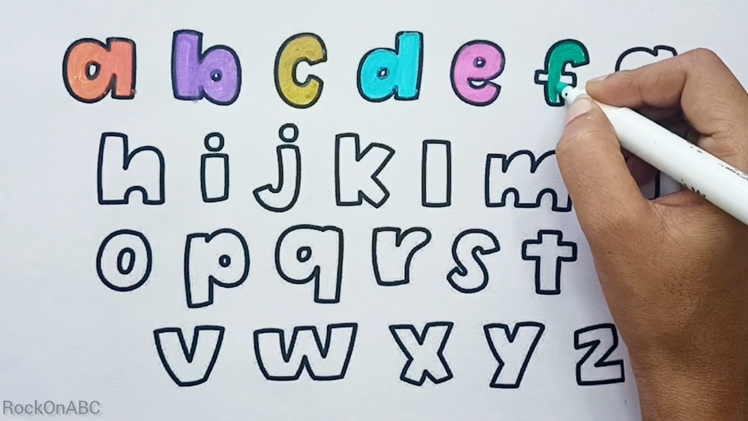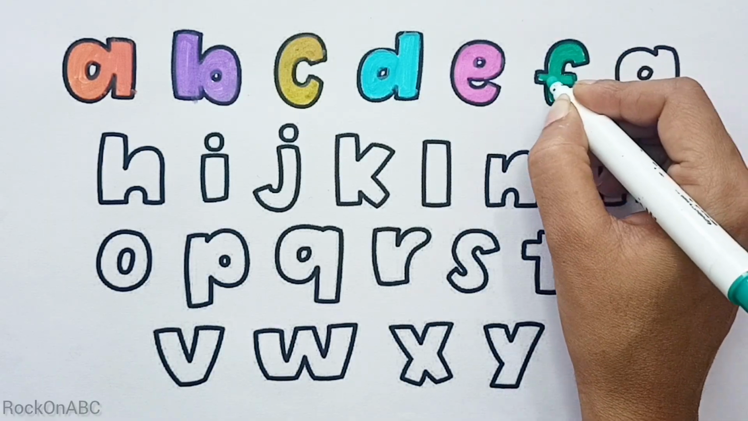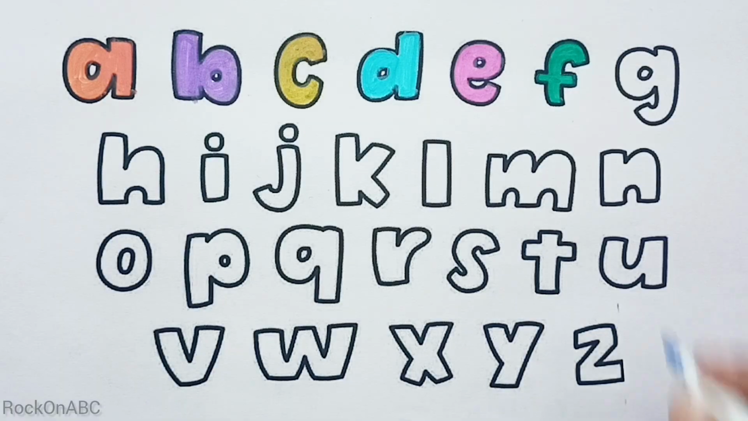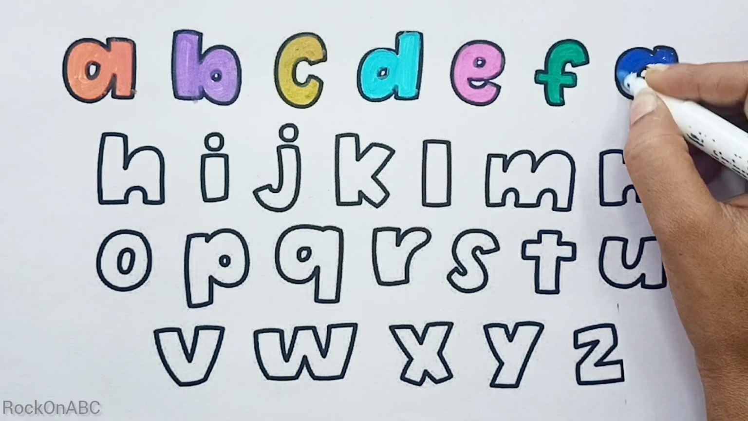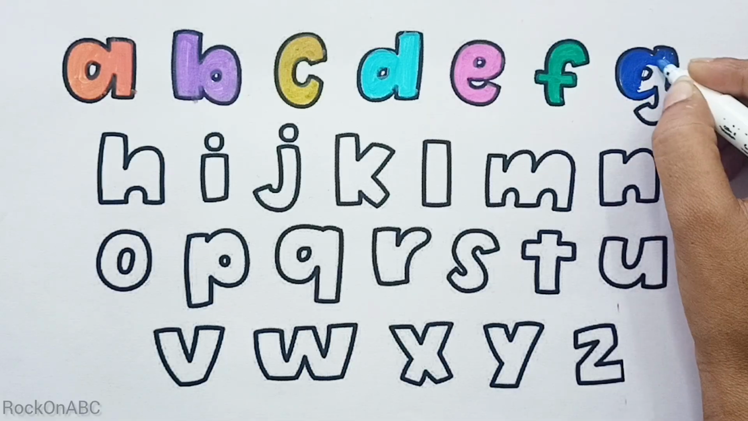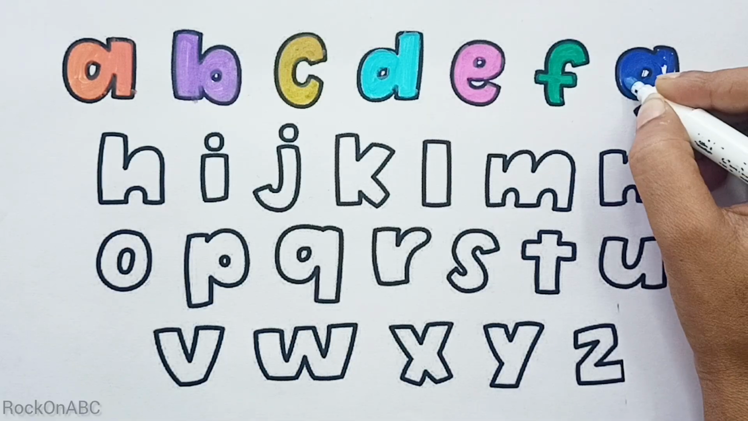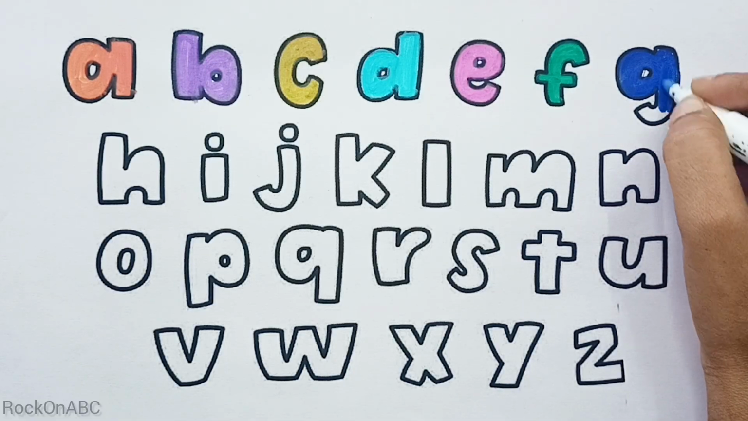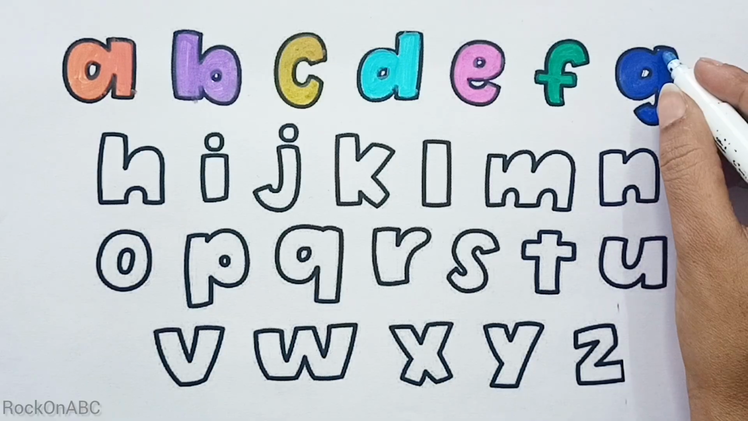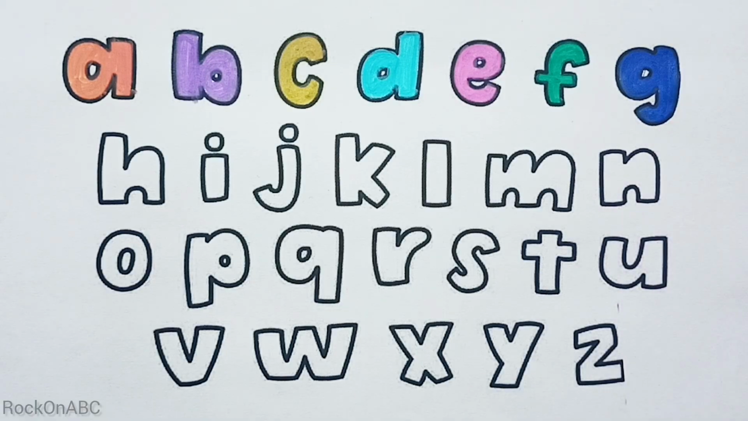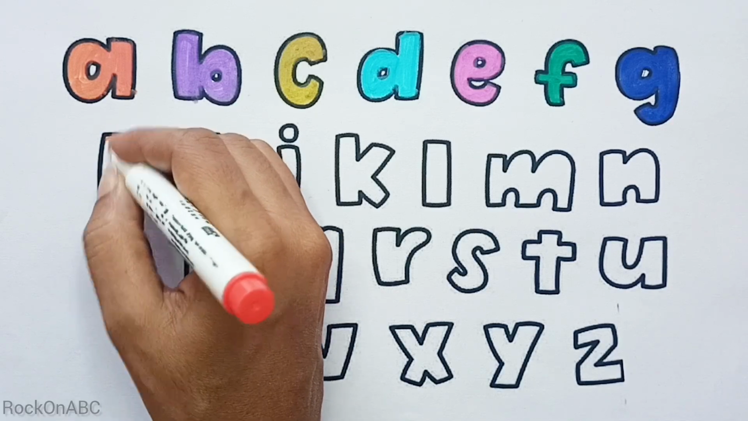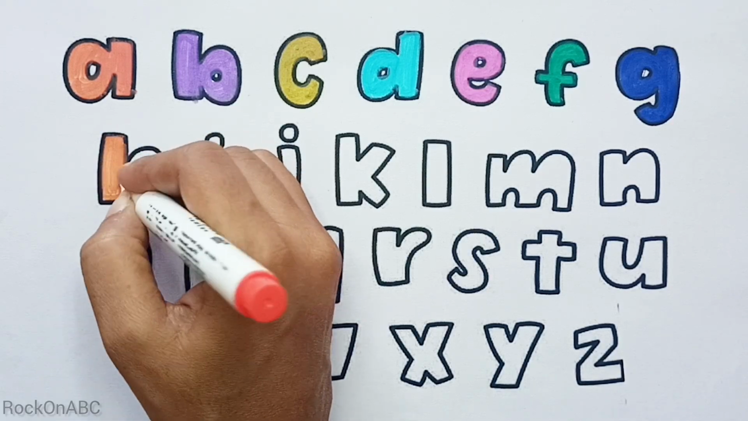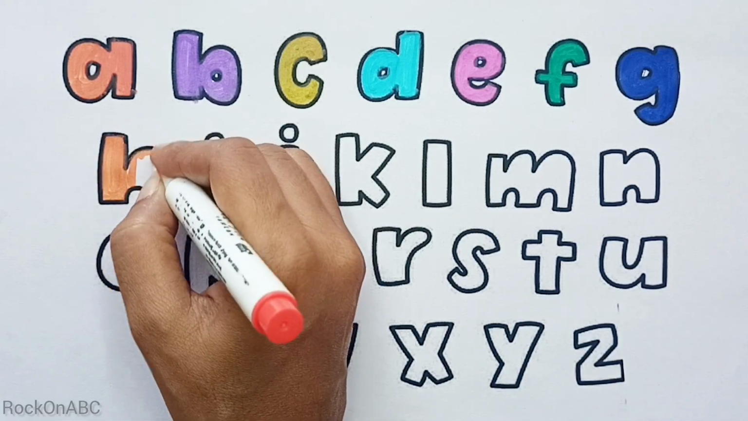Bottle green color F. F for finger. Navy blue color G. G for guava. H. H for hat.